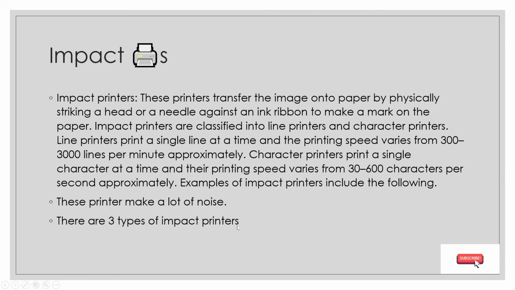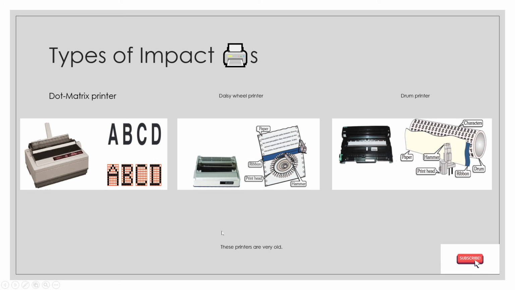There are three types of impact printers. Types of impact printers. Dot matrix printer. The dot matrix printer actually looks like this. The usual printers which we use are known as laser printers. It prints A, B, C, D like this. But the dot matrix printer prints A, B, C, D like this, but it gives it in dots. However, they are very old.